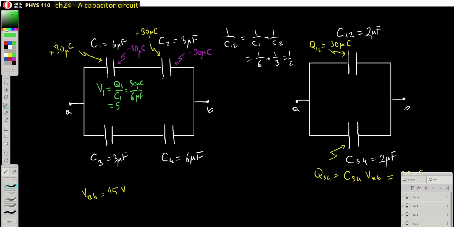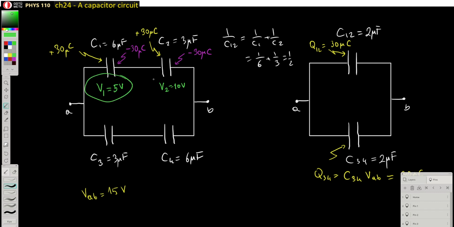I can do the same calculation again. So this V2 in here, it's the same charge, but the capacitance value is twice smaller. So therefore, we should have a 10 volt potential difference in here. So that means I think I'm going to raise this. So as a result, we have a 5 volt potential difference across the first capacitor, and 10 volt potential difference in here.